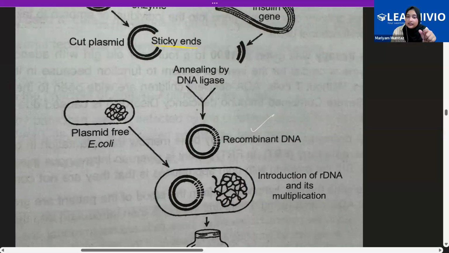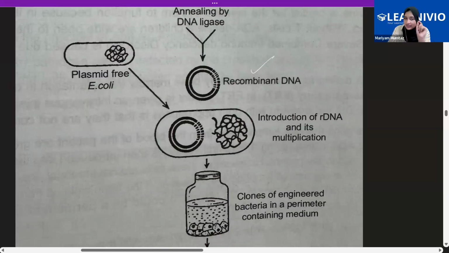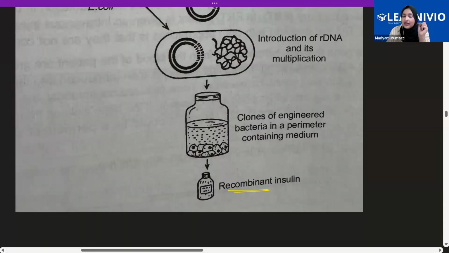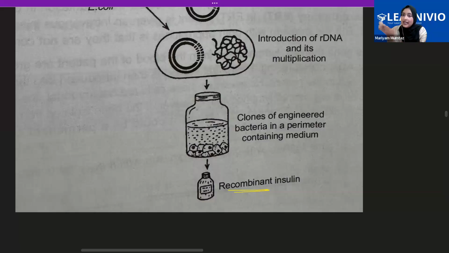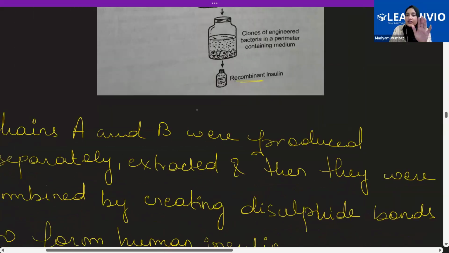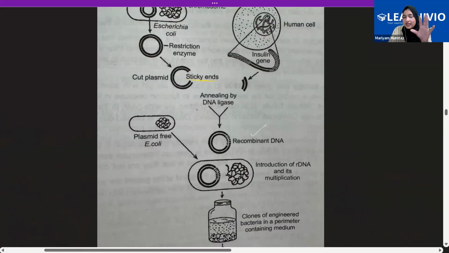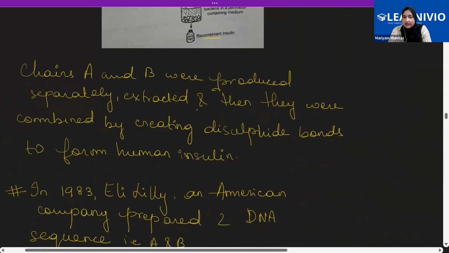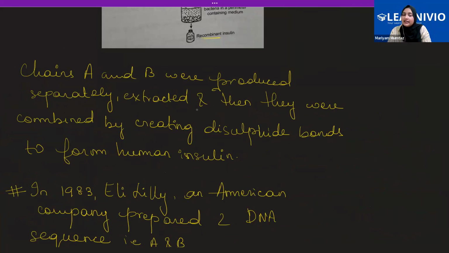Now you take this recombinant DNA and introduce it into the host cell, and whenever the host cell multiplies, this insulin gene will also multiply, right? And then you grow it on a larger scale in a medium and extract it out. What you have at the end is the recombinant insulin that is to be provided to the patient. You do this for chain A and chain B, right? And then you combine them together. So chains A and B were produced separately, extracted, and then combined by the disulfide bonds to form the actual human insulin.